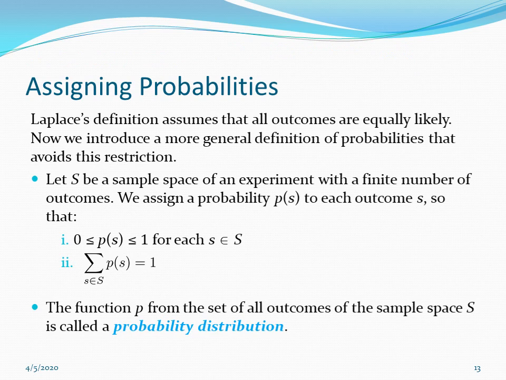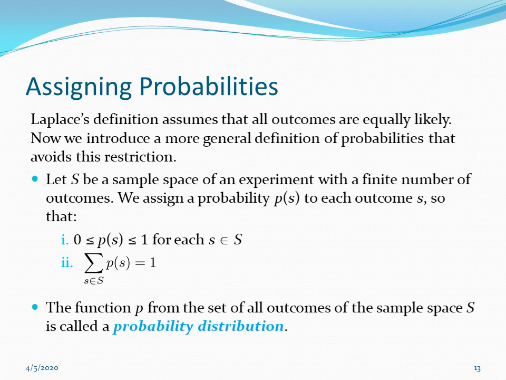Now, the Laplace definition assumes that all outcomes are equally likely. There are some experiments where the outcomes are not equally likely. We will see how to solve problems in the case where the outcomes are not equally likely. But there are some things we should agree on, and for probabilities there are two conditions that are always true. Anytime S is the sample space of an experiment with a finite number of outcomes, any way of defining the probability of an event must satisfy those two conditions.